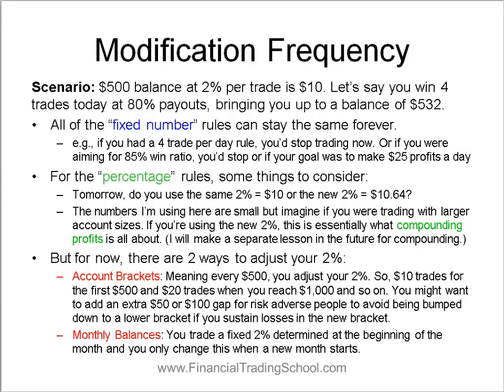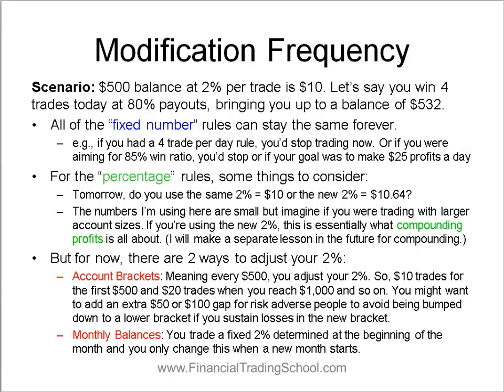Now that we've established the criteria for money management, the next question to ask is, how often do you modify your criteria? So let's start off with a scenario. Let's say you have a $500 balance and you're risking 2% per trade, which is $10, and let's say you win 4 trades today at 80% payouts. This brings you to a total balance of $532.